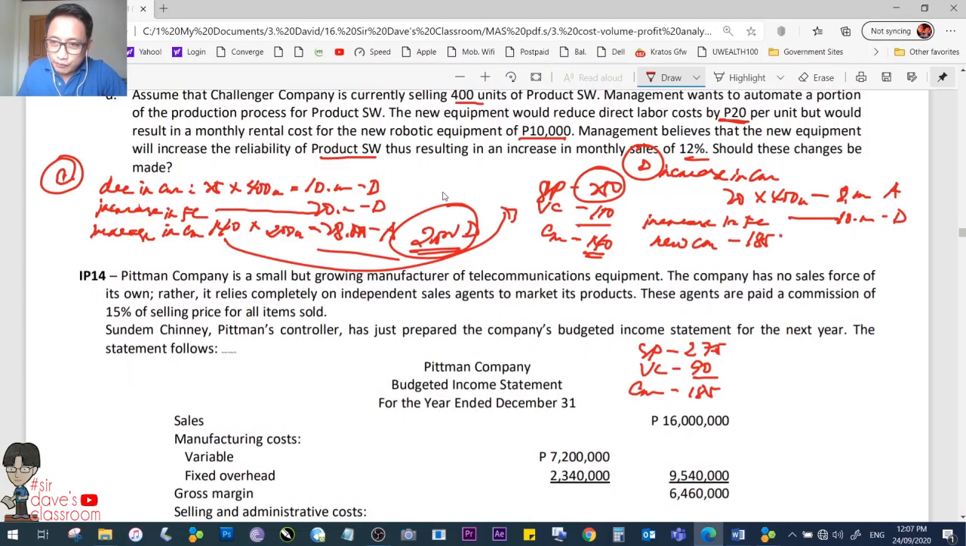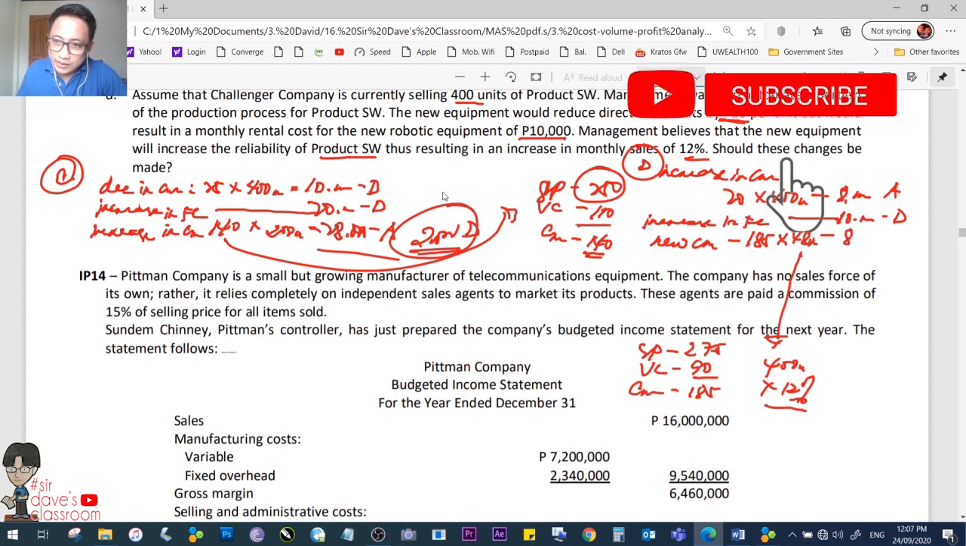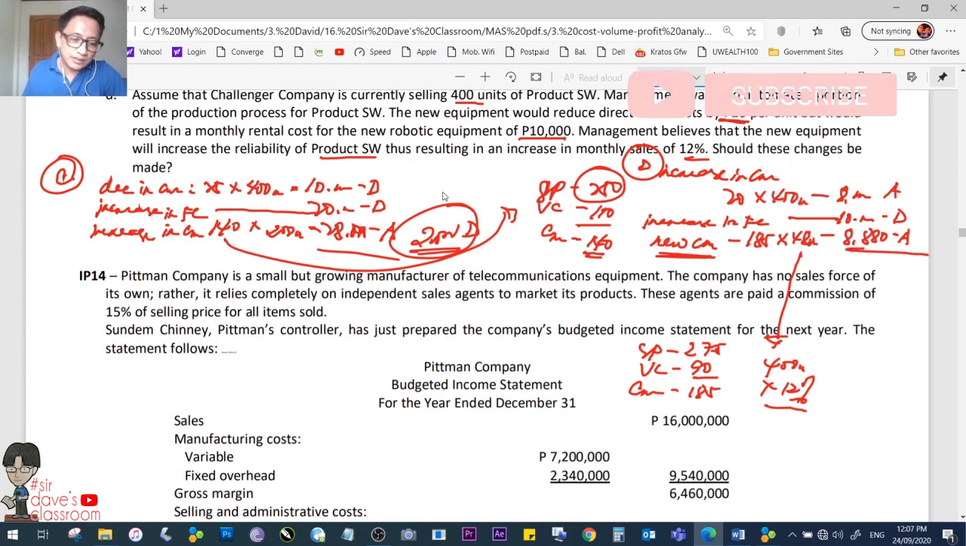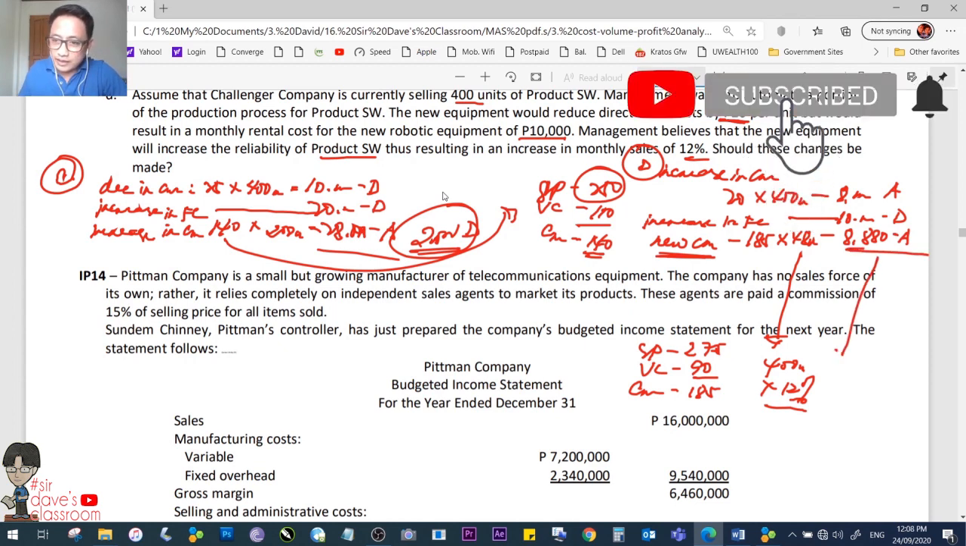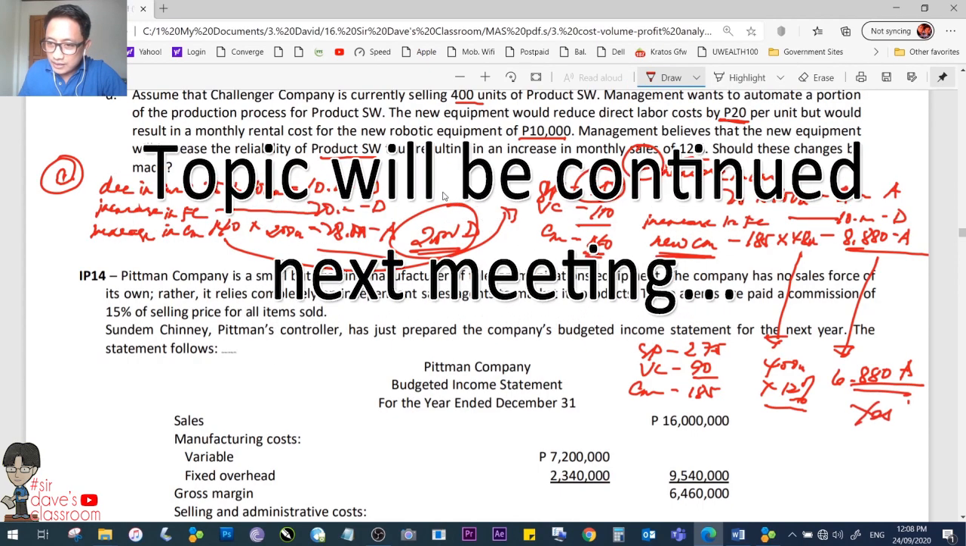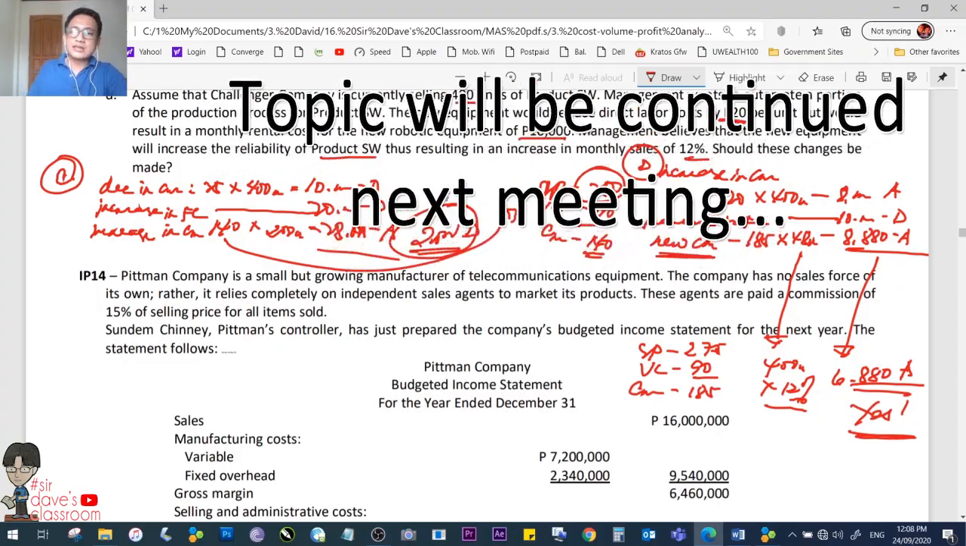Bawat isa dun sa 48 new units. The 48 being 400 units times 12%. So, it is the increase in units. This must be correct. 8,880 advantage. New contribution margin kasi. So, this is how much? Final answer, 6,880 net advantage. The answer must be yes. Go on. It increases the net income.